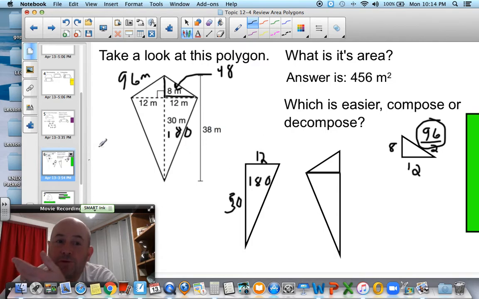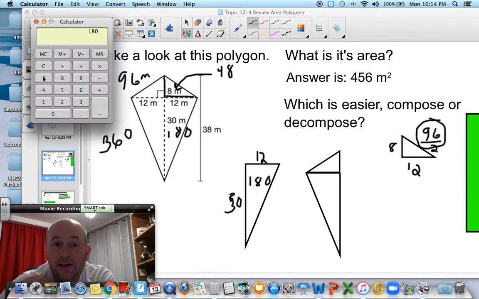Or 360, okay? Because we would combine them. So now we know that the area of these two triangles is 360 square meters, and the area of the top section is 96. All we have to do is add those. So we can take our 360 and add it to 96, and we get our answer of 456 square meters, okay?